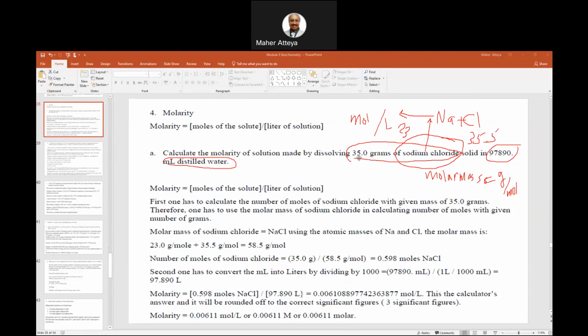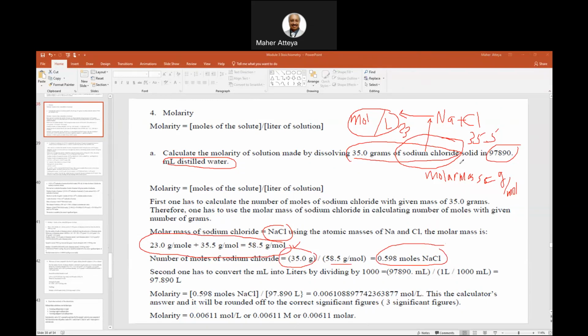So you need the molar mass. Why do you need the molar mass? Because by definition, the molarity is mole per liter. You need the moles, but you have the grams here. So you take the grams and divide by the molar mass of sodium chloride to get the moles. So this is the molar mass of sodium chloride; it is the sum of the atomic masses of both, correct? Now you divide the mass, 35, by the molar mass. This is the number of moles, correct? That's what you need to use.